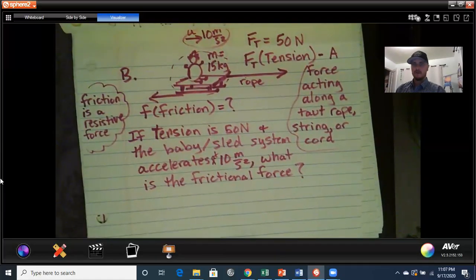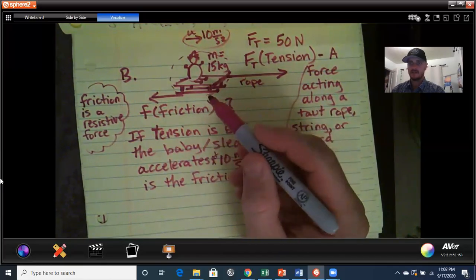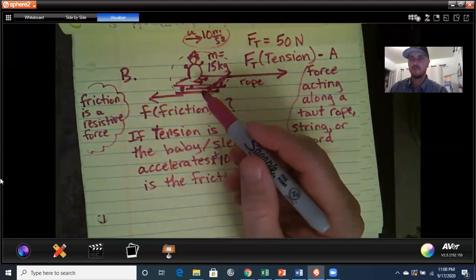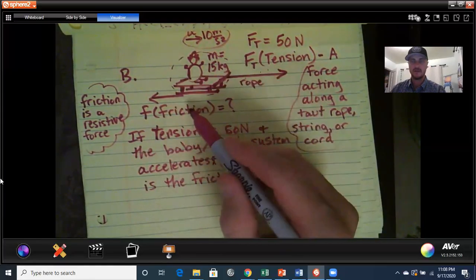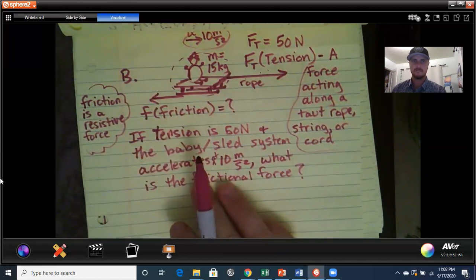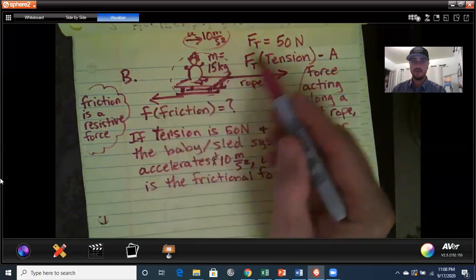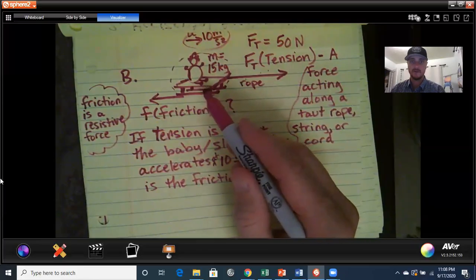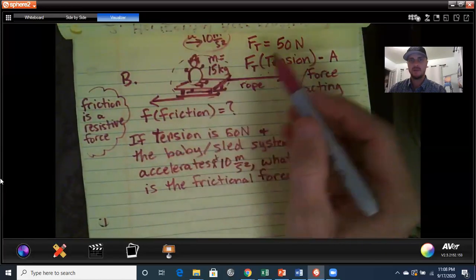Okay, now let's get into the equation we should use. Can we use the first law? No. This baby will not stay in a state of rest or constant velocity because these forces are imbalanced. How do I know they're imbalanced? Because we don't know what friction is. I didn't tell you friction is 50. If friction was 50, we'd have 50 and 50, and this object would either be at rest or moving at a constant velocity. But we know that friction has to be less than tension.